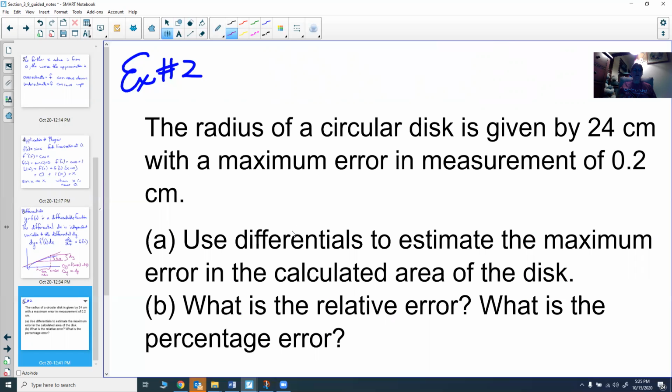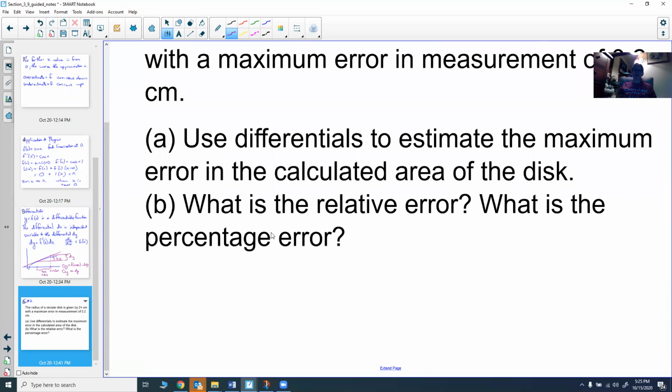measuring device can do. So if you measure 24 centimeters and you're only measuring every 0.2 centimeters, then I can only say I'm 24 centimeters. I could be 24.1 centimeters or 23.9 centimeters. I can only get within that 0.2 distance. What we want to do is use differentials to estimate the maximum error in the calculated area of the disk. So we'll start with that, and then we'll worry about the next part.